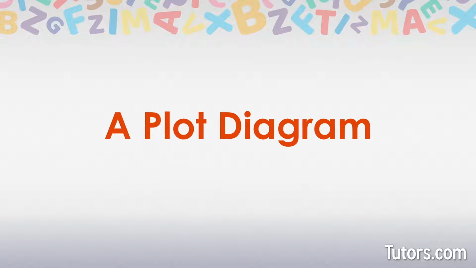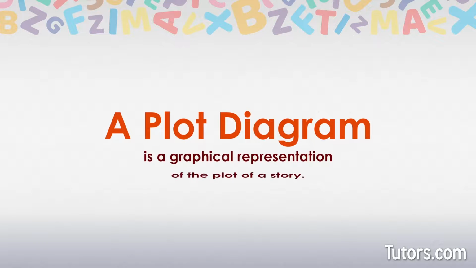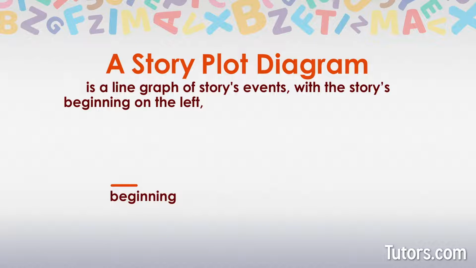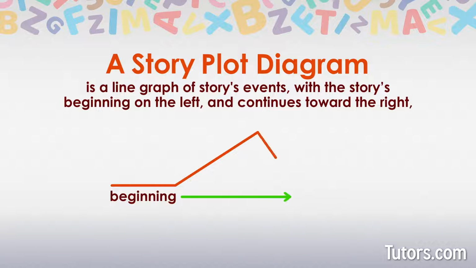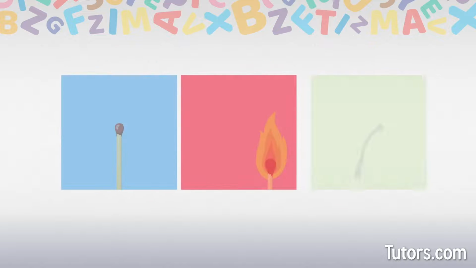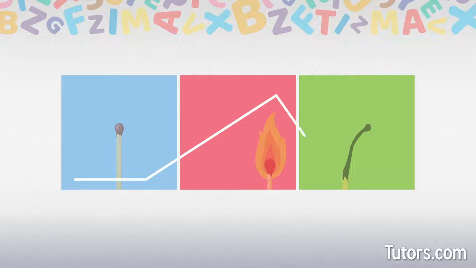A plot diagram is a graphical representation of the plot of a story. A story plot diagram is a line graph of the story's events, with the story's beginning on the left, continuing toward the right, ending with the story's conclusion. The plot of a story is the unfolding sequence of events.